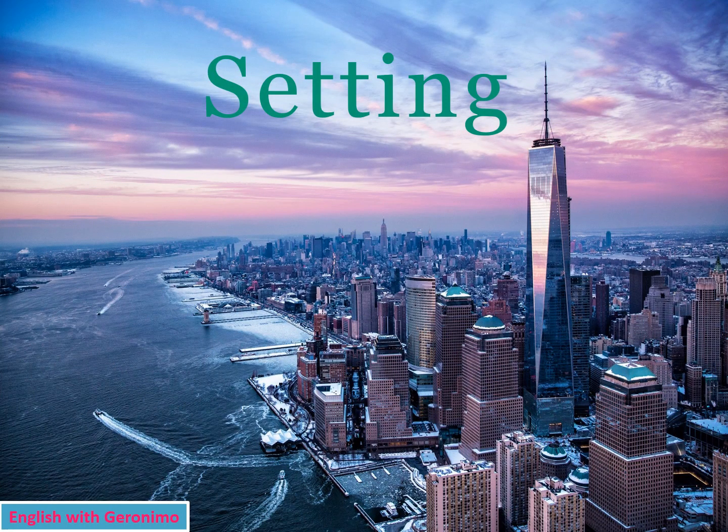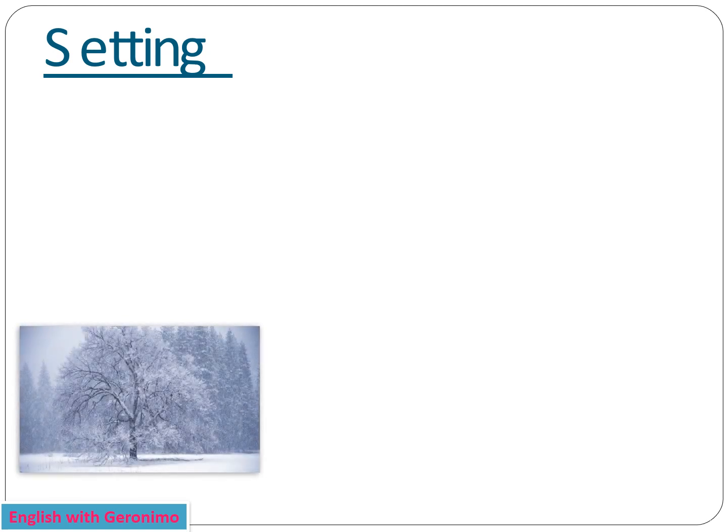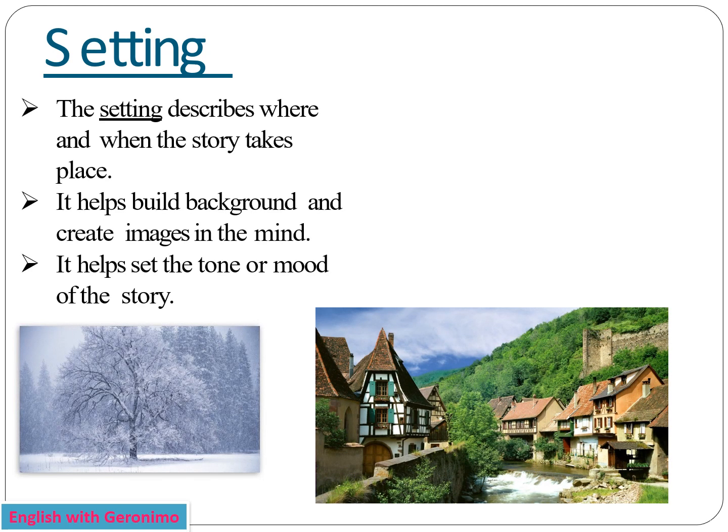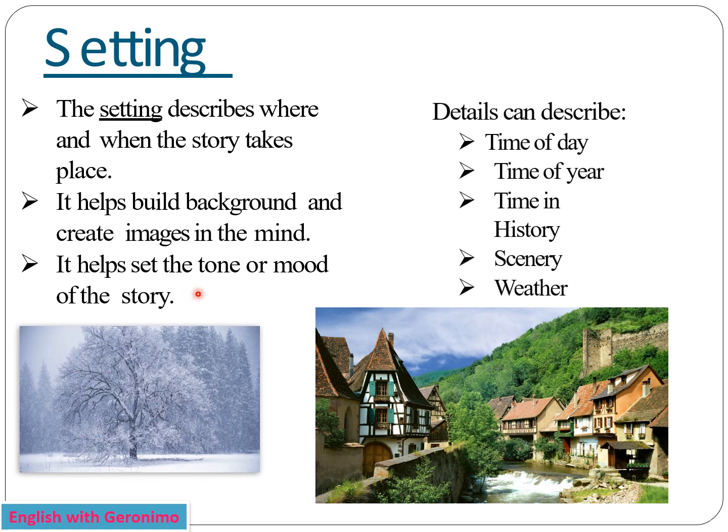Now, let's go first to setting. As you can see, setting means the place where the story happened. The setting describes where and when the story takes place. It helps build background and create images in the mind. It helps set the tone or mood of the story. Details can also be described in the setting: time of day, time of year, time in history, scenery, and weather.